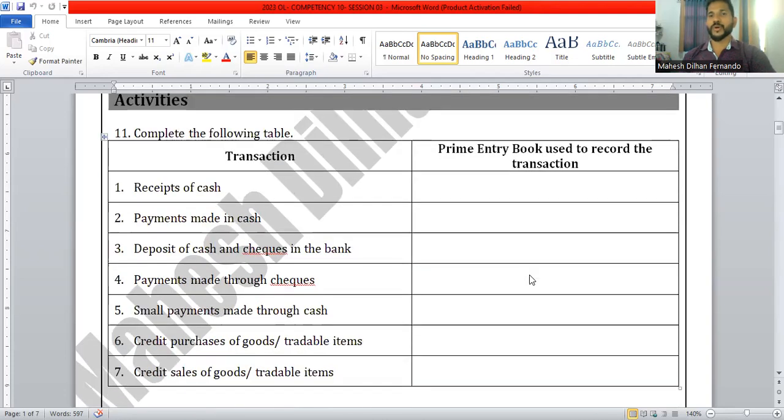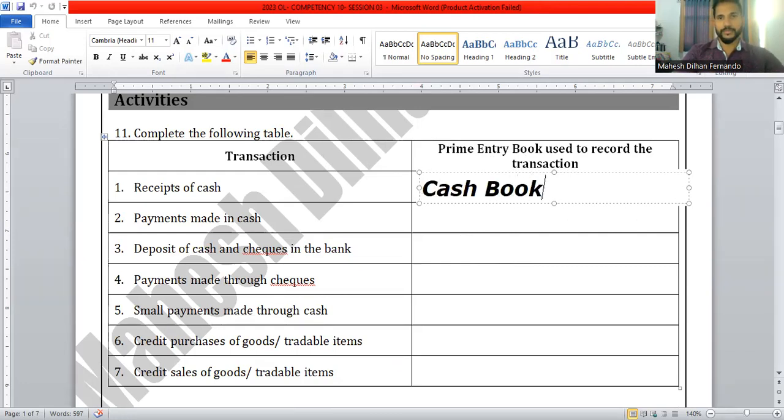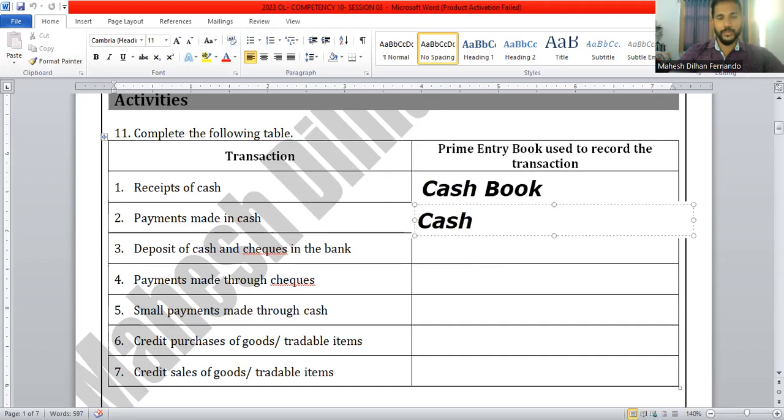So Buddha, please take out your tutorials and let's write down the answers. We have to write the prime entry book used to record each transaction. The first one, receipt of cash. The prime entry book is cash book. Second one, payments made in cash. Once again, cash book.